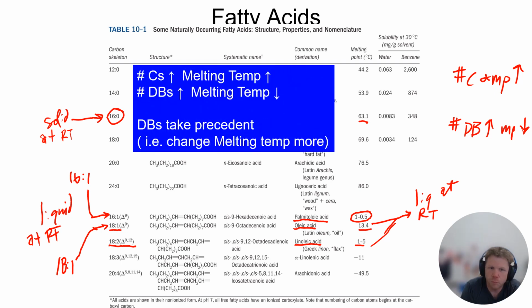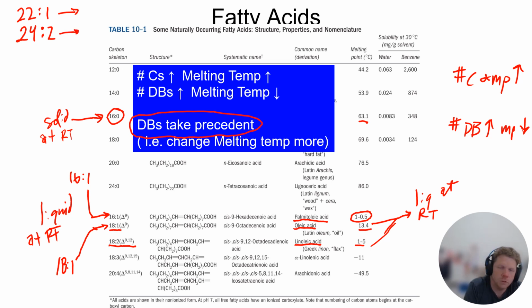Now, in addition to that, it's important to remember that our number of double bonds is going to take precedence. So imagine if you're comparing fatty acids that are getting progressively longer, your melting point is going to continue to go up. But then if you're introducing more and more double bonds, if you imagine a 24 carbon long fatty acid, let's say 22:1 and 24:2. So this is 22 carbons, 1 double bond. This is 24 carbons with 2 double bonds.